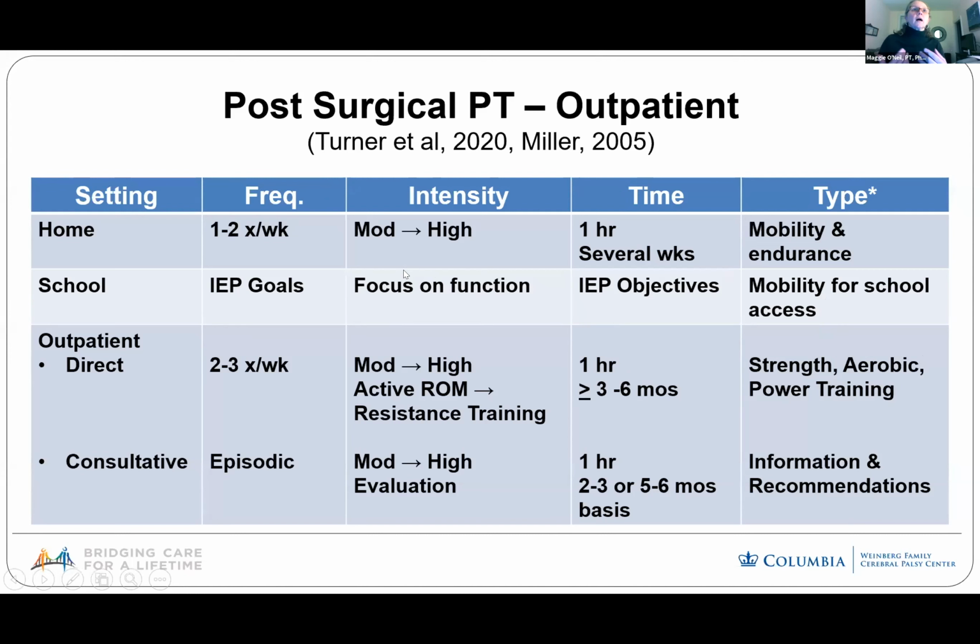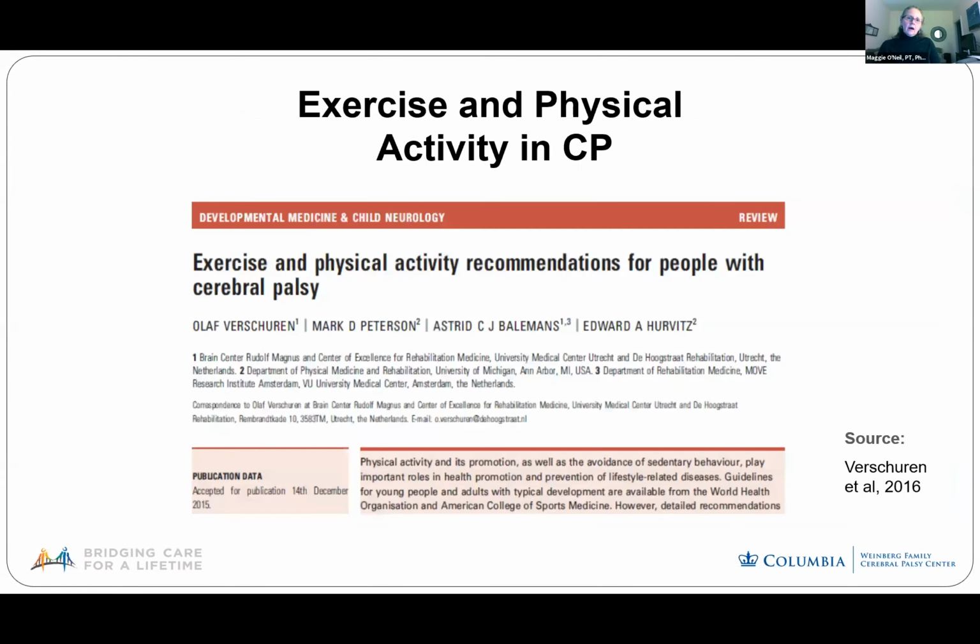And when we're talking to our colleagues in different settings, what does that FITT principle mean in that setting that the child will go to next? And how can we work together and collaborate on that? Ultimately, I think this is an article that's important for anybody who works with people with cerebral palsy, any physical or occupational therapist, about recommendations on exercise and physical activity.